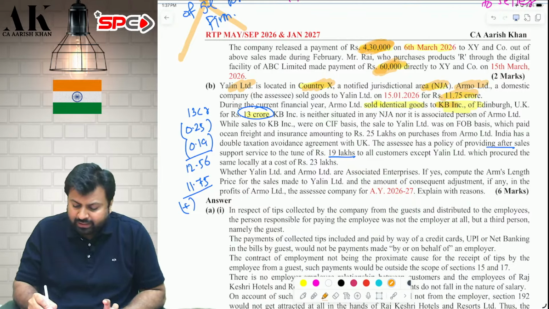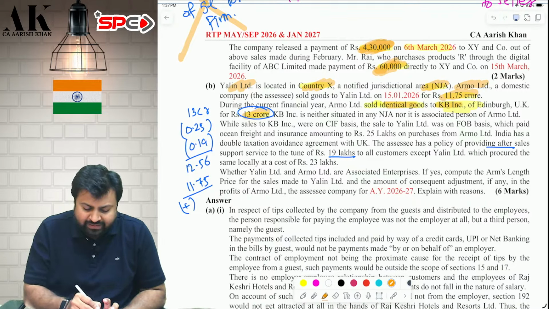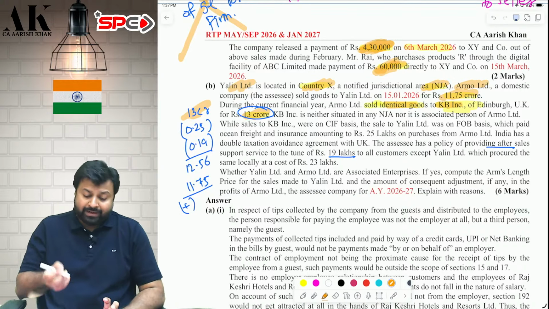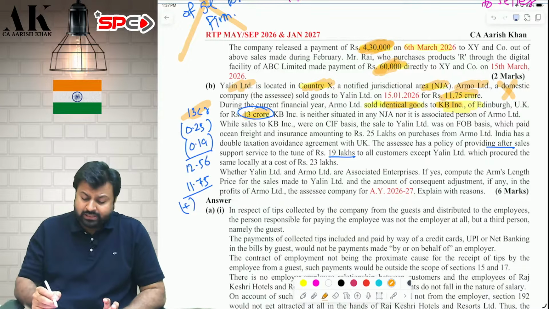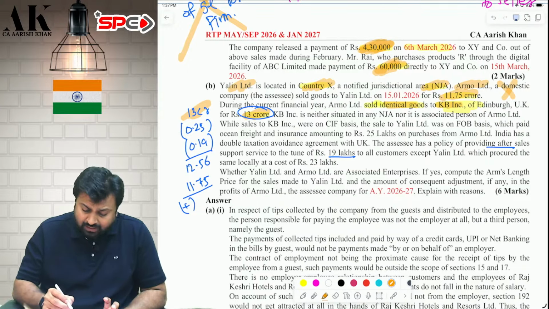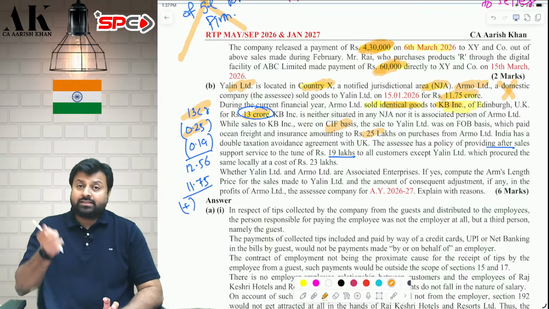So to a third party, you sell the goods at how much? To a third party, we sell the goods at 13 crores. But in this 13 crore, there are two things which are not there in 11.75 crores. Which two things? One is there is some insurance and freight of 25 lakhs. So you have to reduce that in this 13 crore.